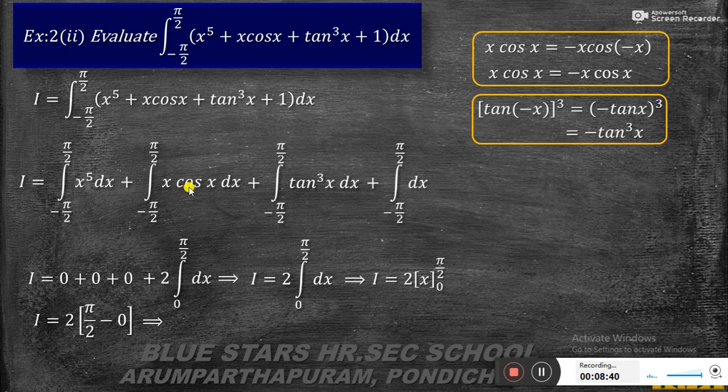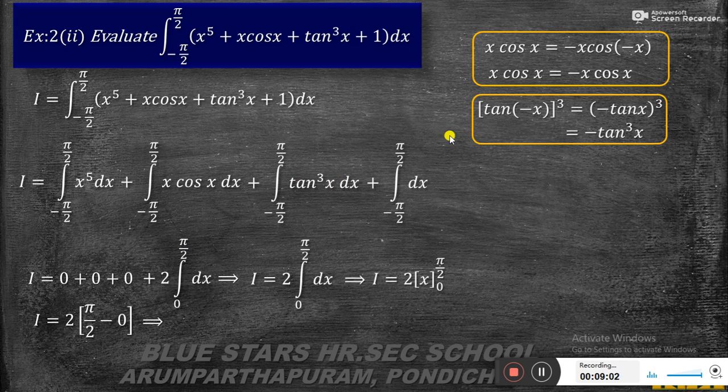Next, x cos x. You substitute x equal to minus x, so minus x cos of minus x. You see, cos of minus x is cos x, so again minus x, so the minus sign comes. Everything is the same, x cos x, but a minus sign comes, so it is an odd function, so its integration is also 0.